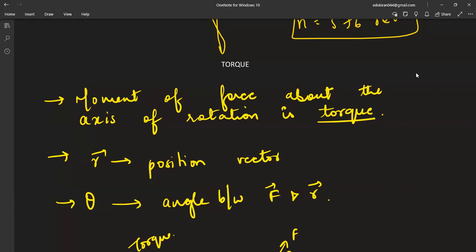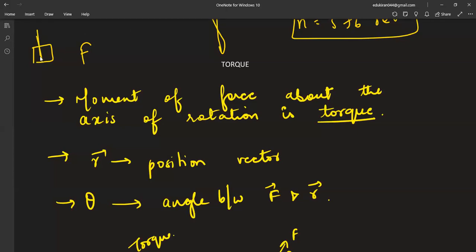Normal linear force we call force, which we denote by the symbol F, right? Then when a body is in rotation, the force that will occur, we no more call it force, we call it torque. Because when a body was moving, just force acted on the body.